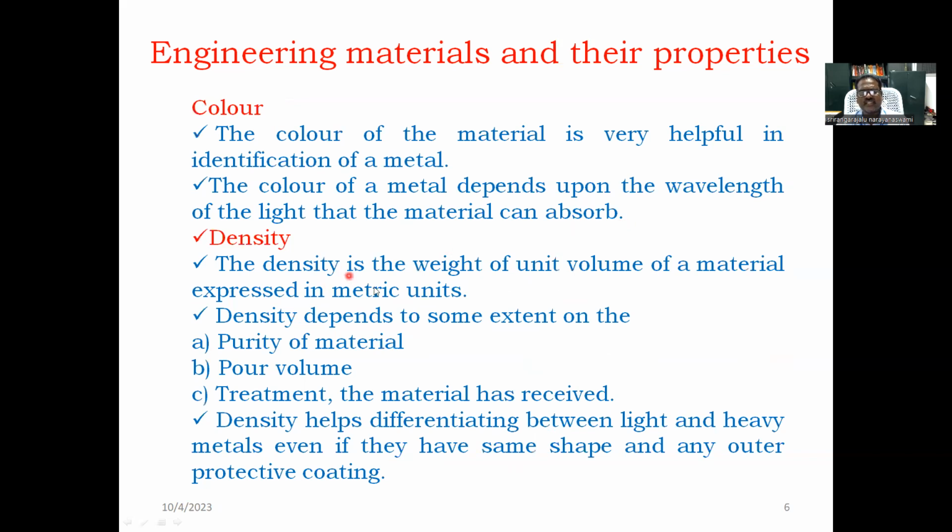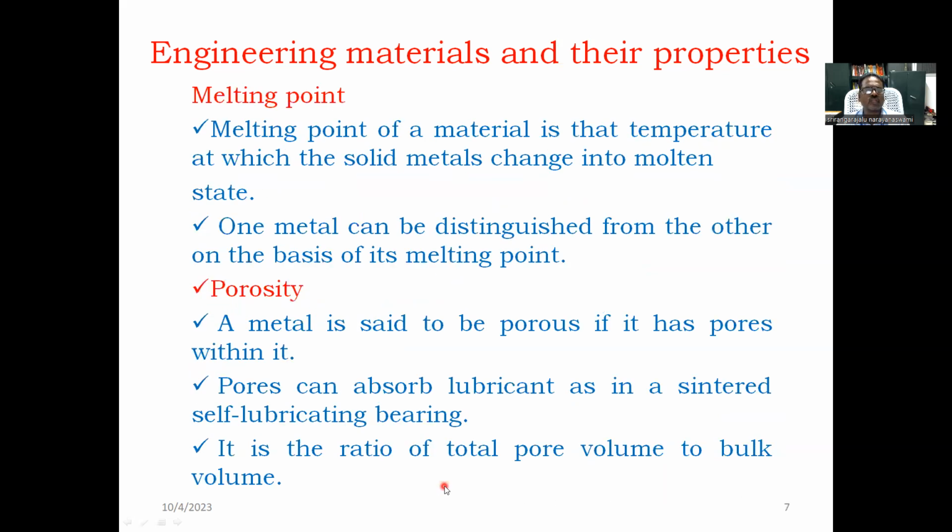Density. The density is the weight of unit volume of material expressed in metric units. Density depends to some extent on the purity of the material, pore volume, and the treatment the material has received. Density helps in differentiating between light and heavy metals, even if they have the same shape and any outer protective coatings. Melting point. The melting point of a material is the temperature at which the solid metal changes into a molten state. One metal can be distinguished from another on the basis of its melting point.